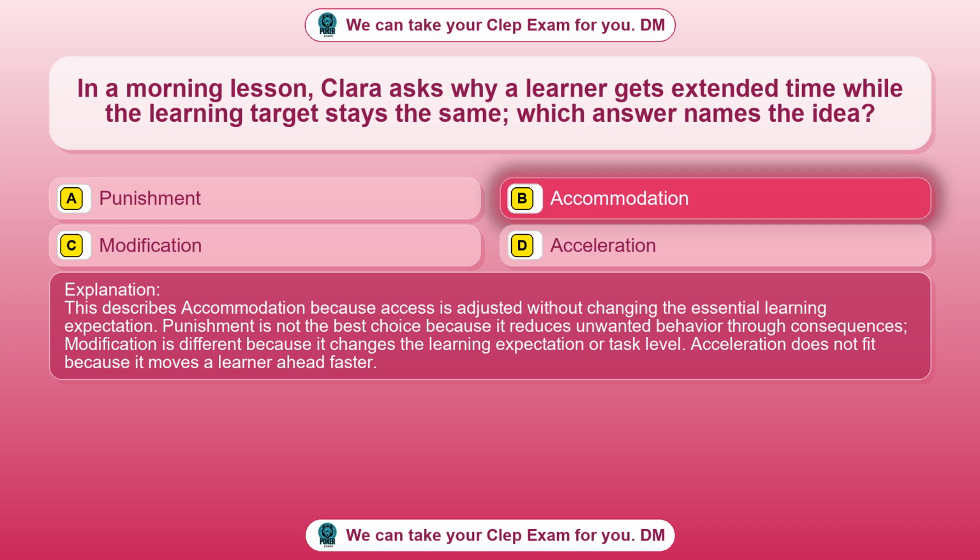Punishment is not the best choice because it reduces unwanted behavior through consequences. Modification is different because it changes the learning expectation or task level. Acceleration does not fit because it moves a learner ahead faster.